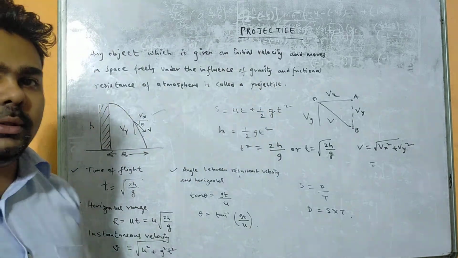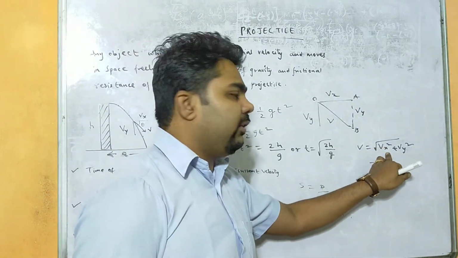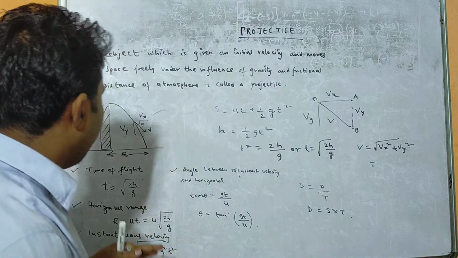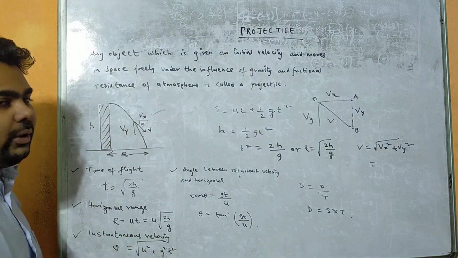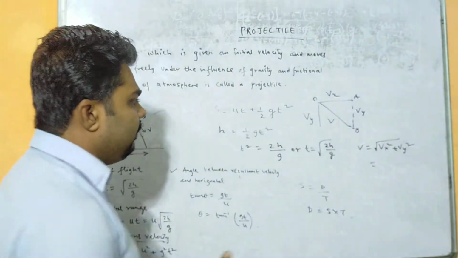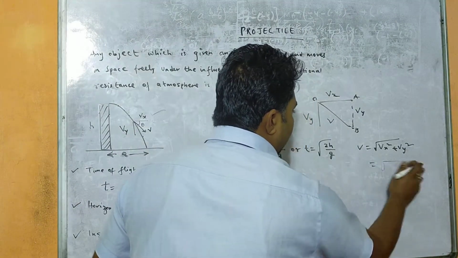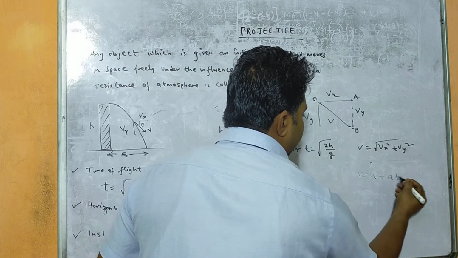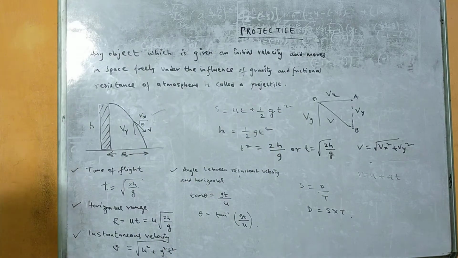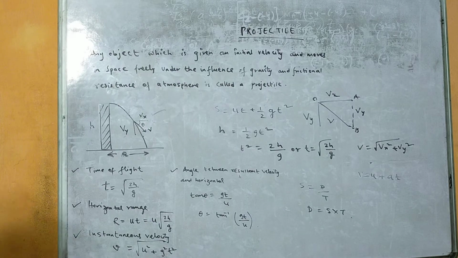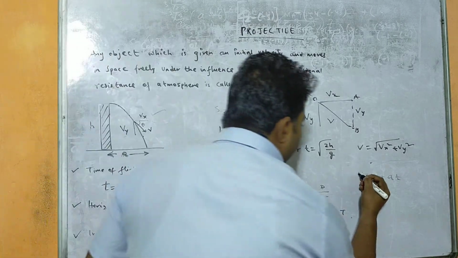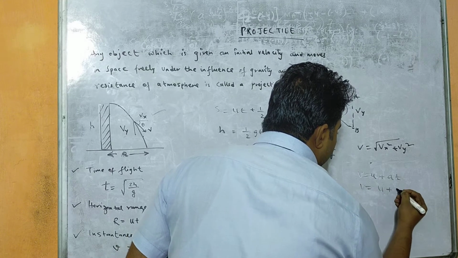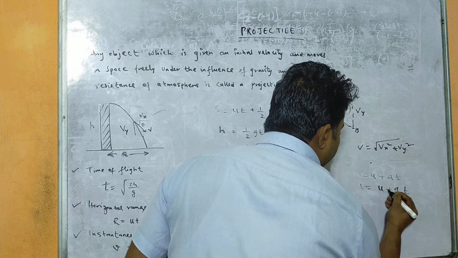Now Vx square means, here you see, what is the velocity with which it is being thrown here. That Vx square we will consider as u square, that is the initial velocity. Okay? Because we know V equals u plus at. So here V equals u plus at, that is here gt, right?